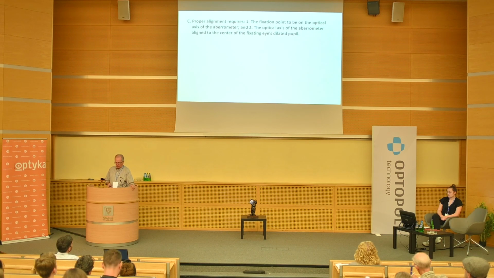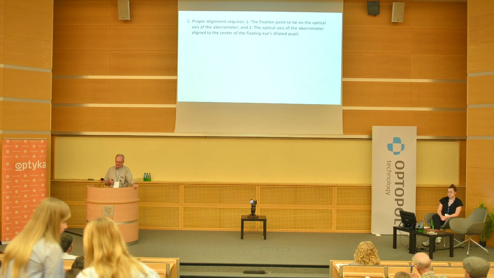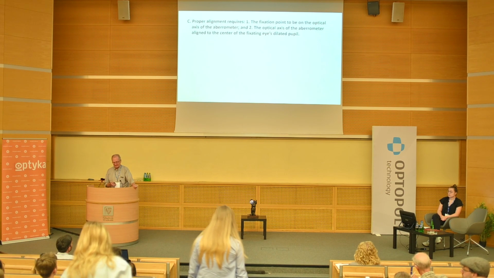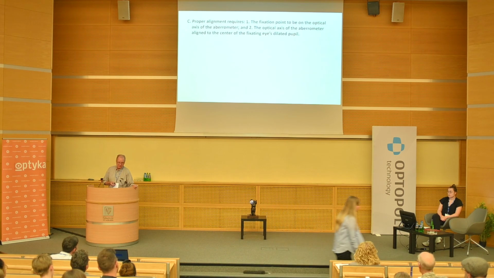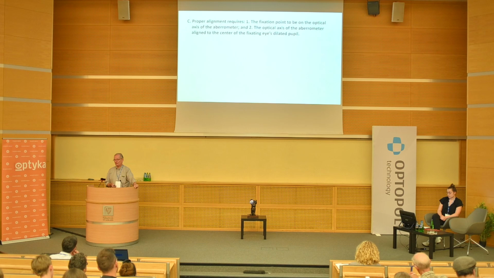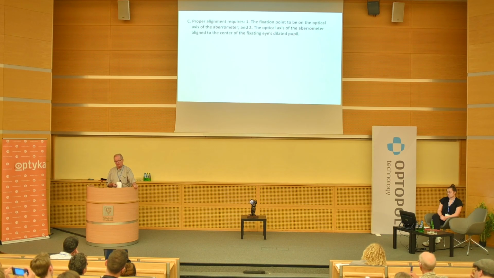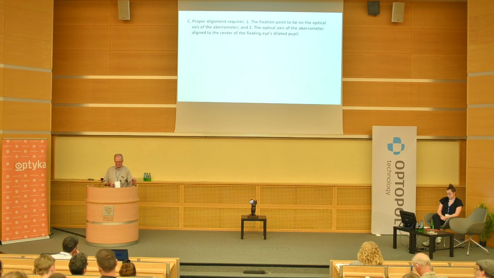So proper alignment requires the fixation point to be on the optical axis of the aberrometer, and that the optical axis of the aberrometer is aligned to the center of the fixating eye's dilated pupil. This is important because you want the eye rotated into the position you want it. And right now, aberrometers aren't really carefully controlling how the eye is rotated at the time of measurement, other than to have the eye fixating. The same problem exists in corneal topography. Generally, you align to the Purkinje image in corneal topography, and that is rarely in the center of the pupil, so all of the values you measure in the corneal topographer are not along the line of sight.